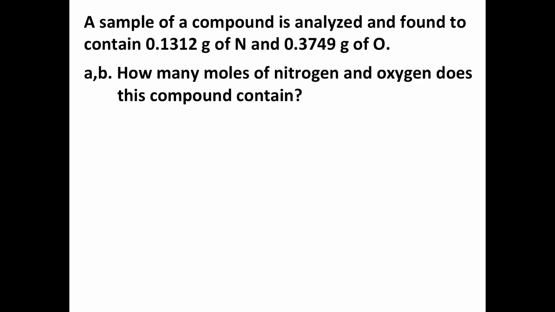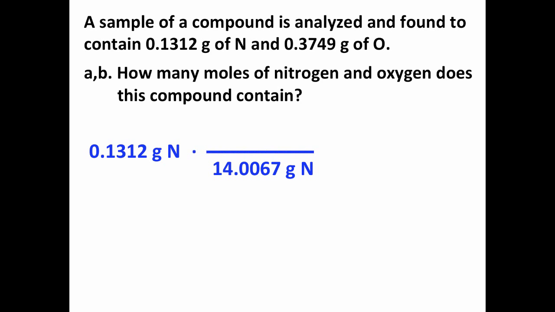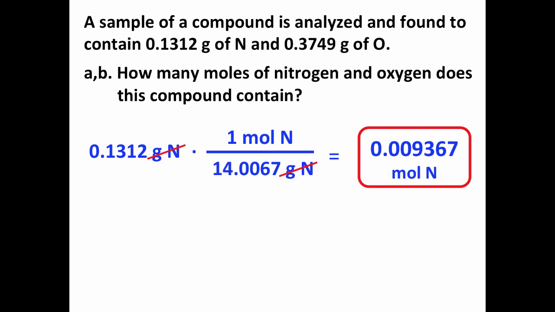And as we've seen already, if we know the grams of an element, we can look up its atomic mass, and for nitrogen it's about 14 grams in 1 mole. And by using the appropriate conversion factor, we can then convert from grams of nitrogen into moles of nitrogen, and in this case we get 0.009367 moles of nitrogen in this sample of compound.